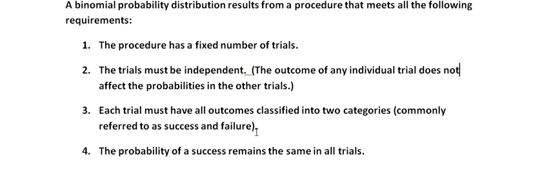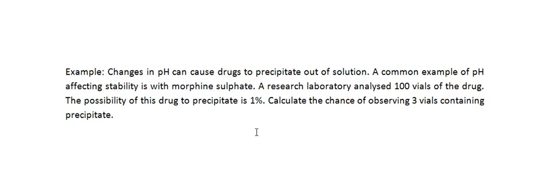Now what you have to do next is to identify what the N, P and Q values are. As I mentioned earlier, N is the fixed number of trials, which is 100 vials, so N equals 100. P, the success of getting a precipitated vial, is 0.01. Meanwhile Q, to get vials which are not precipitated, is 99% or 0.99. In this case, X will be 3. This is what we're interested to see, to observe 3 vials containing the precipitate.